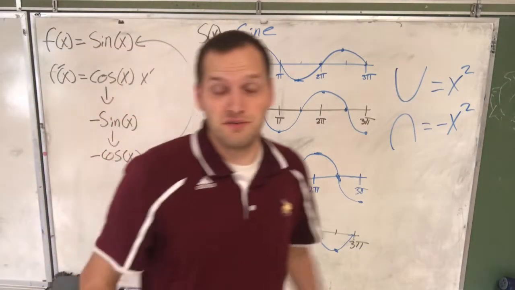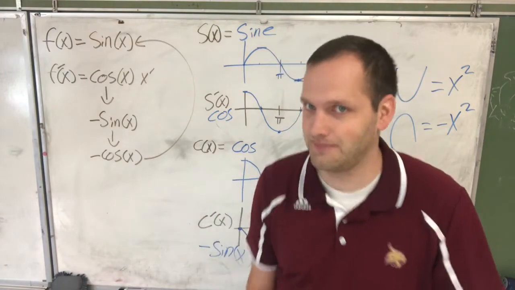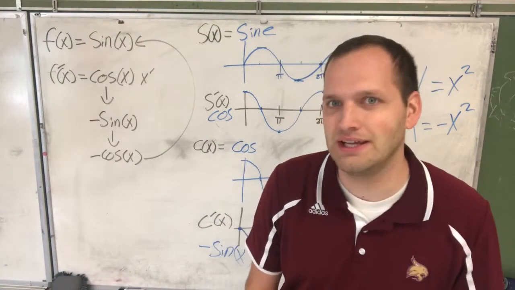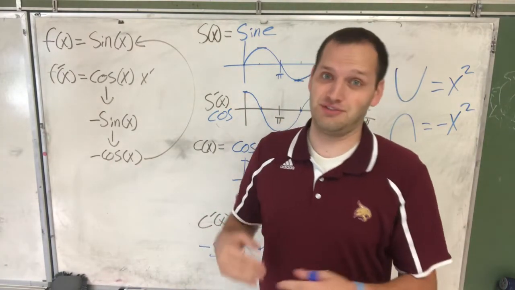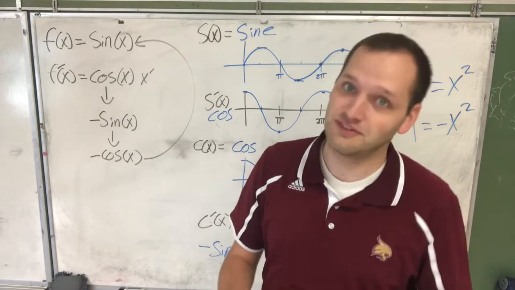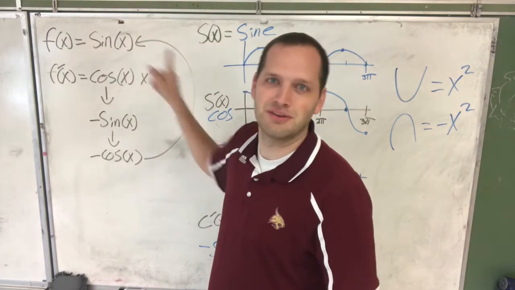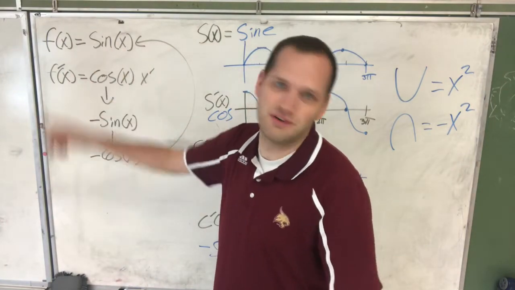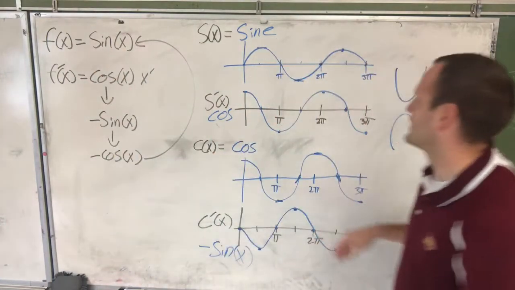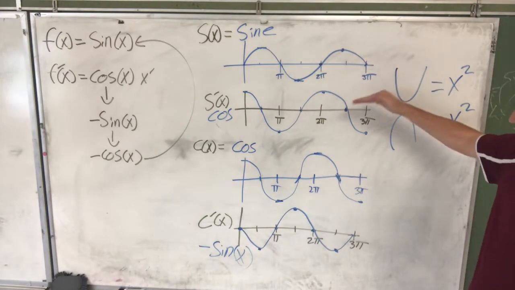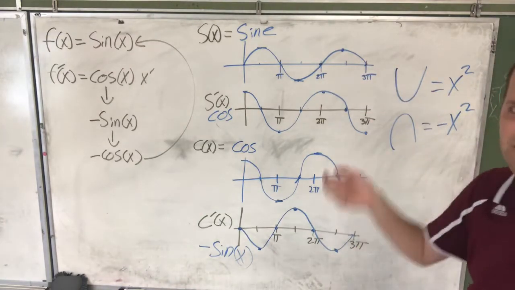So whenever you take the derivative of sine, it goes to cosine. Whenever you take the derivative of cosine, your sign also changes. So it goes from positive to negative or negative to positive. So it's kind of just a cycle that you keep going through, over and over. Okay, here are the graphs: derivative, derivative, derivative, back to the top.